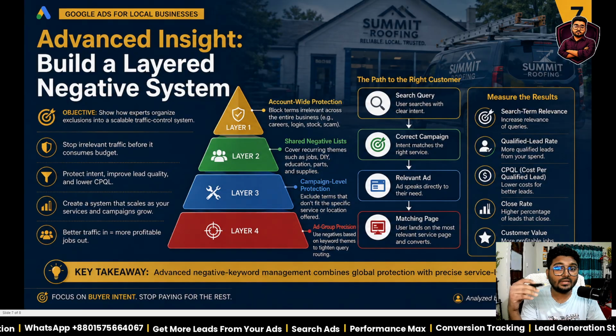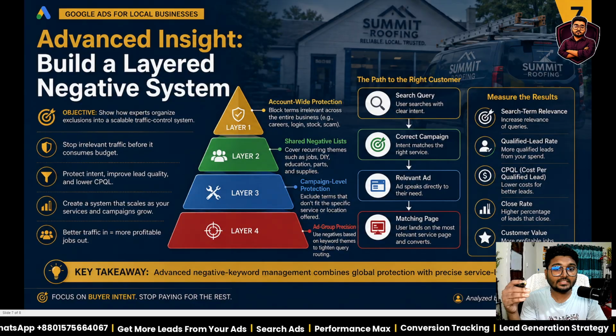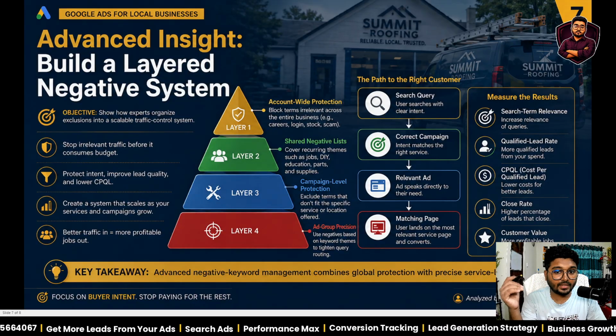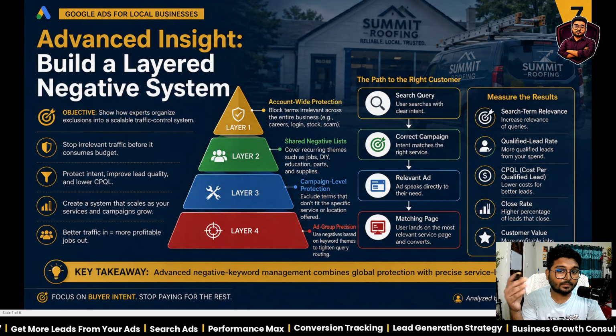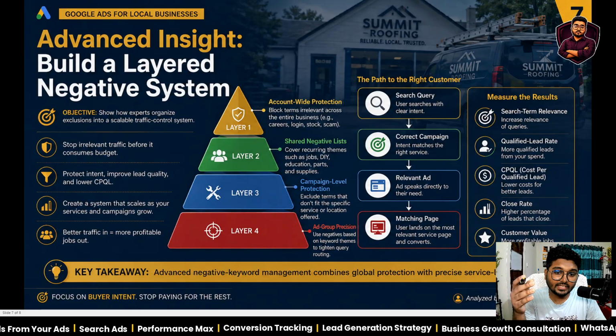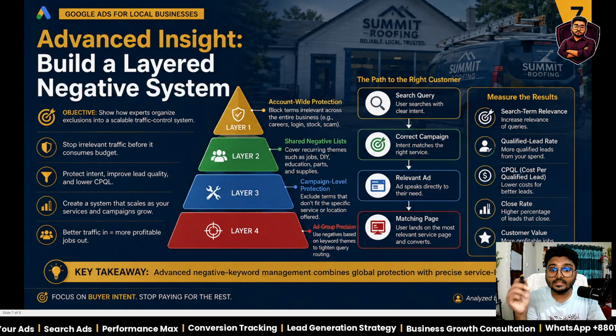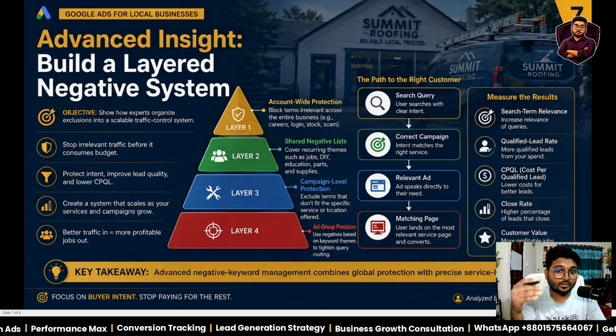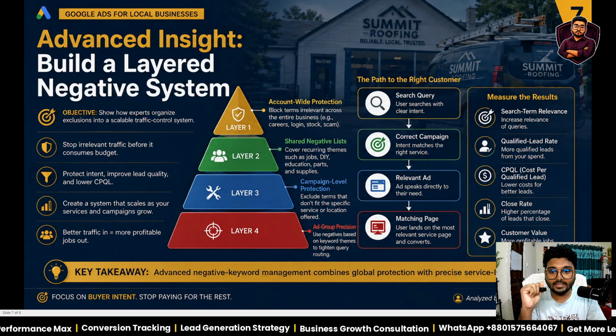Level 3. Campaign level negative. Use campaign negatives to keep services separate. For example, an emergency plumbing campaign may block water heater installation and bathroom remodeling. A water heater campaign may block drain cleaning and burst pipe repair. This helps each search reach the right campaign, the right advertisement, and the right landing page.